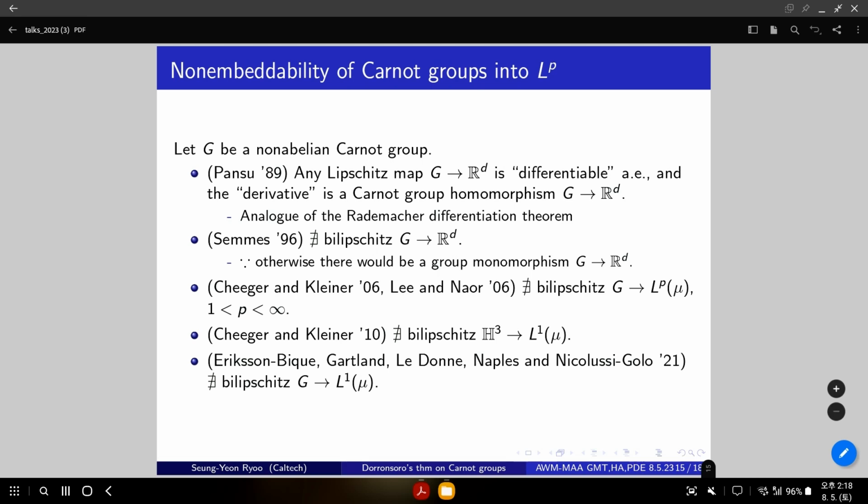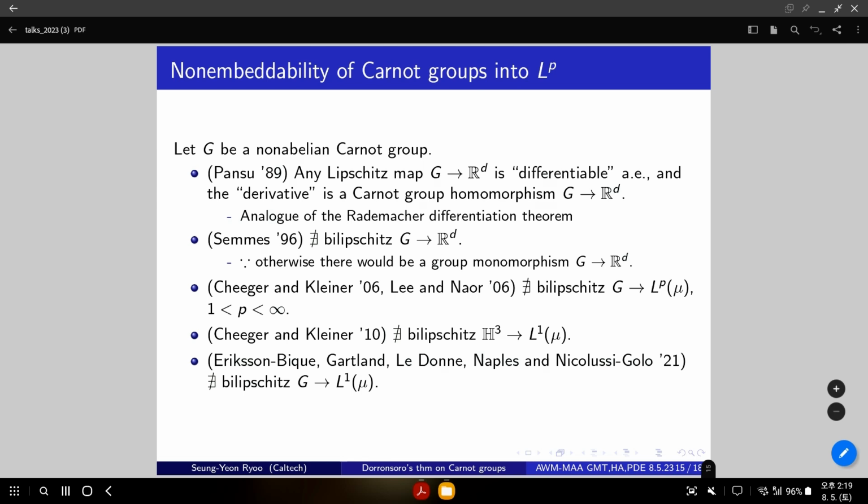Based on this, Semmes has shown that there exists no bilipschitz embedding of G into RD, simply because if this were true, the Pansu argument would give a Carnot group monomorphism from G into RD, which is impossible since G is non-abelian. And Cheeger and Kleiner and Lee and Naor have independently shown that this actually shows that you cannot embed G bilipschitzly into any LP space where P is between 1 and infinity.